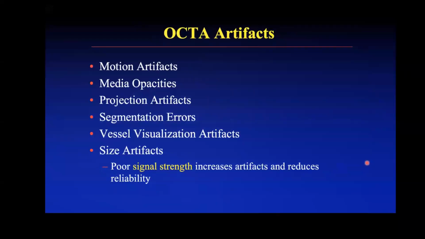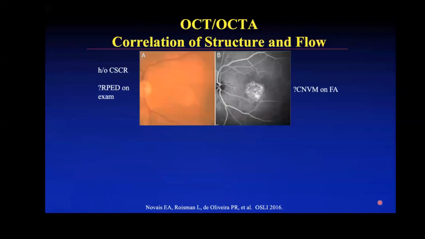OCTA does have some artifacts associated with it, and because the imaging depends on motion of red blood cells, any external motion of the patient or even ocular saccades can produce motion artifacts. There are other artifacts, and it's just important to be familiar with these so they aren't interpreted as pathology. The other artifacts include media opacities, projection artifacts, segmentation errors, vessel visualization artifacts, and size artifacts. And poor signal strength will increase artifacts and reduce reliability.